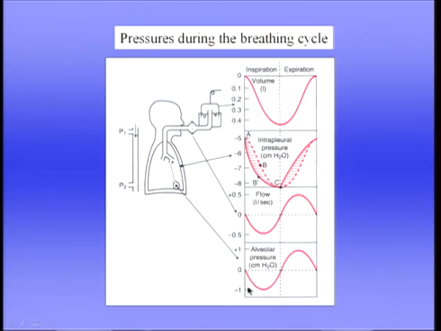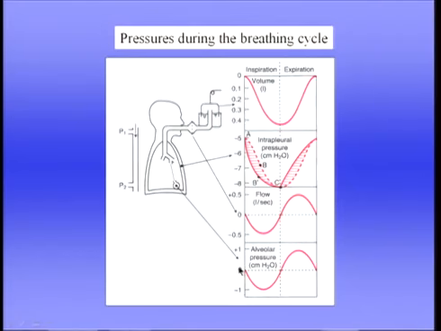Let's look now at alveolar pressure. Now, for flow to start during inspiration, alveolar pressure has to fall. Remember that if there's no pressure difference between two ends of a tube, there's no flow. So in order for inspiratory flow to begin, alveolar pressure has to fall, and that's shown here. It falls and has a maximum during the middle of inspiration, and then falls to zero again at the end of inspiration. And then during expiration, alveolar pressure has to rise above atmospheric pressure and falls again to zero.